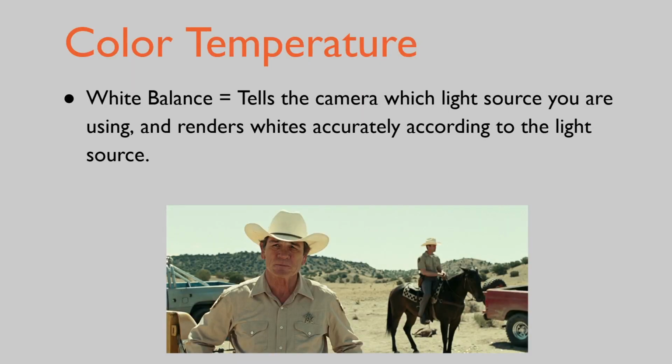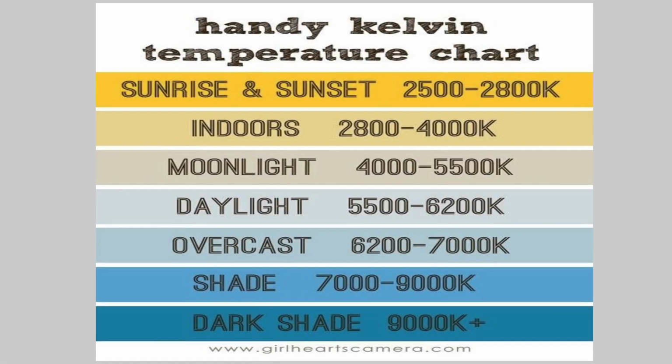The next is white balance. It tells the camera which light source you're using and renders whites accurately according to the light source. So our eyes adjust to white automatically, but different lights like sunlight, tungsten light, fluorescent light have different color spectrums, and the camera doesn't adjust to white automatically. So you have to tell the camera what is the source of light coming in. Is it sunset, sunrise? Are you indoors? What kind of bulbs are being used indoors? Moonlight, daylight. There's all sorts of different ones, and there's a lot of presets on the cameras now that can get you to the right white balance.